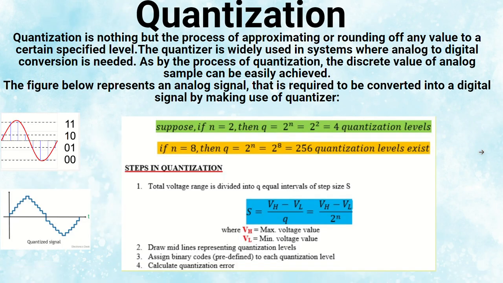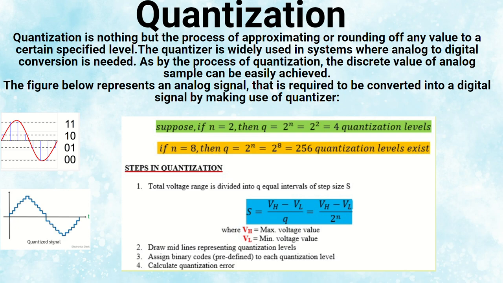Then move to the next slide. Here is the quantization process. So quantization is the process of rounding off the sample value to the nearest quantization level. Remember that the number of quantization levels is not predefined. If n is the number of bits used to represent the sample, then q, the number of quantization levels, is 2 to the power n.